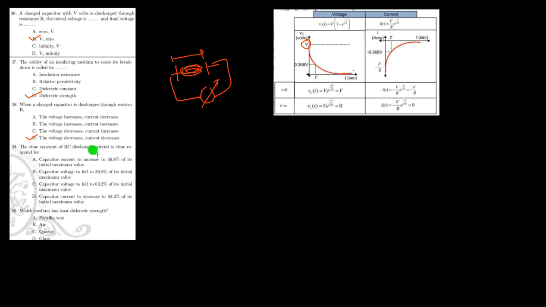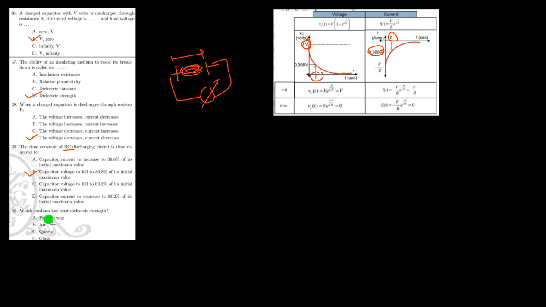The time constant of an RC discharging circuit is the time required for, during the discharging, the voltage to reach 37 percent of its initial value, or the current to reach 37 percent of its initial value. So the capacitor voltage falls to 36.8 percent of its initial maximum value. That is the time constant, and you can observe this is tau over here.